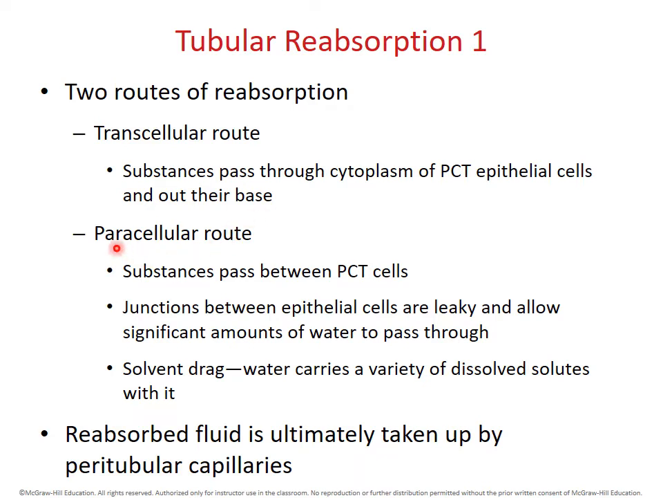On the other hand, the paracellular route occurs when substances pass between the cuboidal cells of the epithelium of the proximal convoluted tubule. And so even though we have tight junctions between the epithelial cells, small materials can still leak and squeeze their way through in between, and that includes water, for instance. So this of course would be a passive process. There's no ability to use ATP to pump or selectively transport materials this way because they're simply leaking between cells. So this tends to be an osmotic or diffusion type of process.